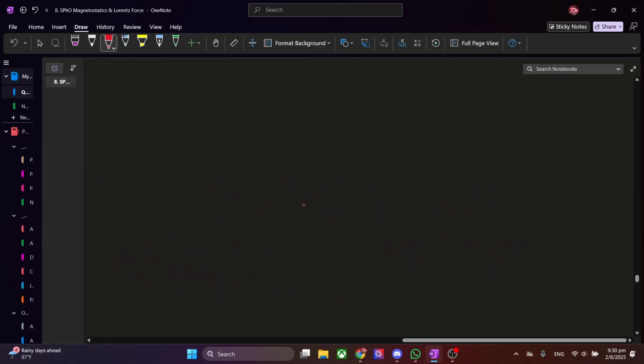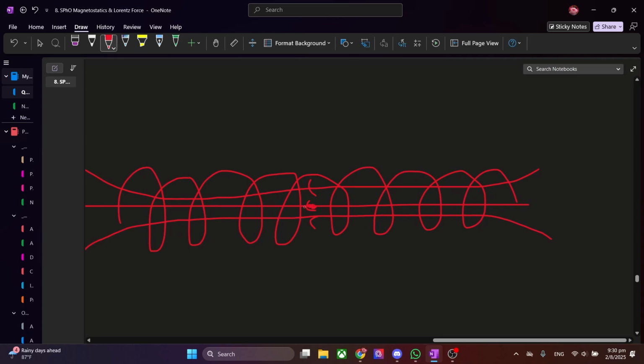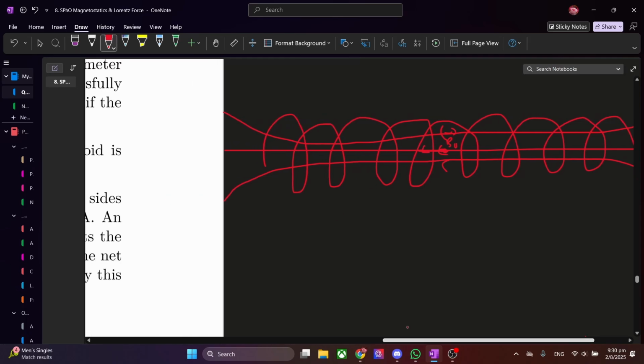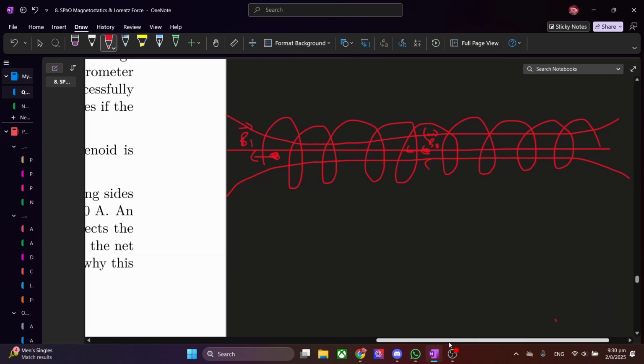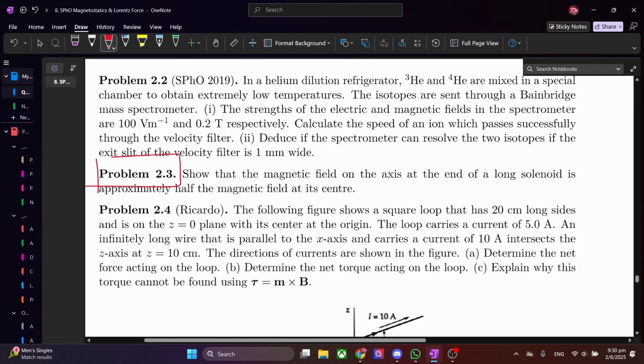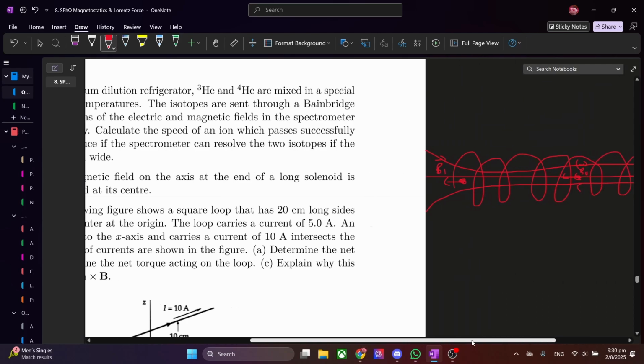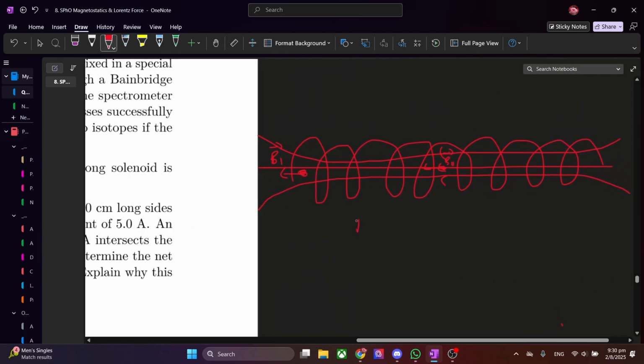So there's going to be some magnetic field at this center here, B0, and there's going to be some magnetic field at the edge of this solenoid, which we're going to call B1. And what the question asks you to do is show that the magnetic field on the axis at the end is approximately half. So what we want to show is that B1 is approximately half of B0.